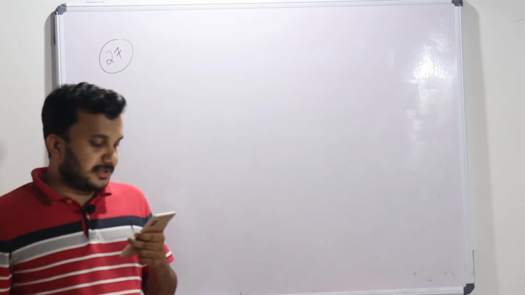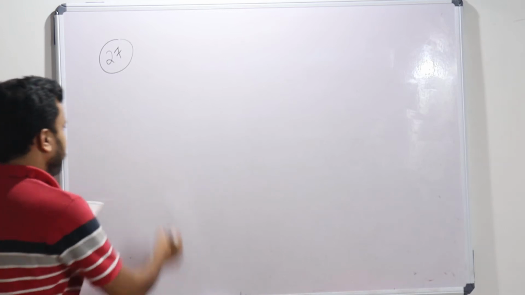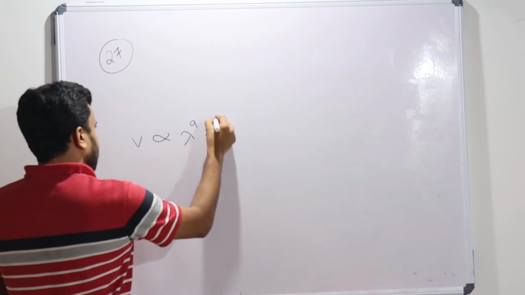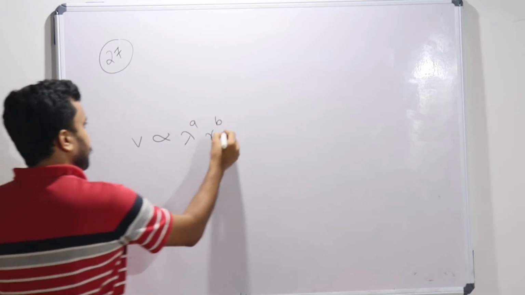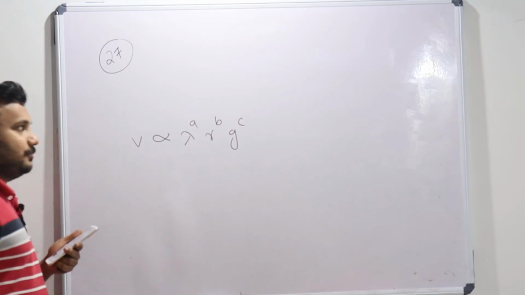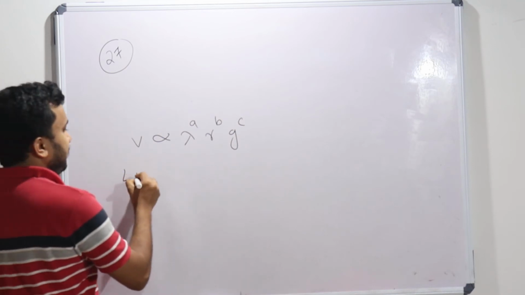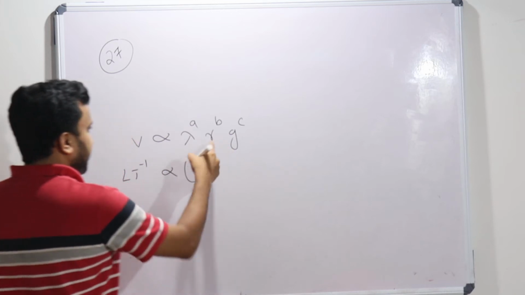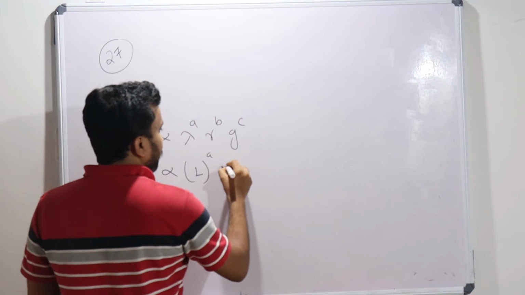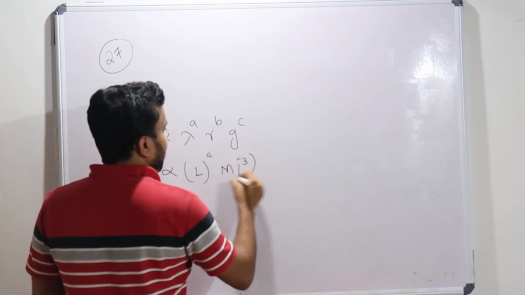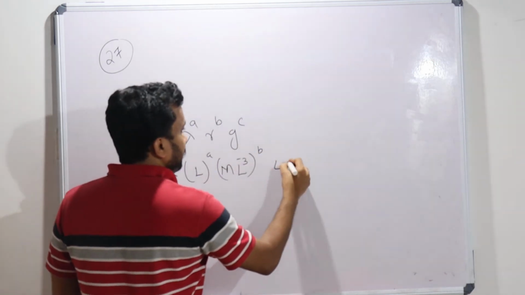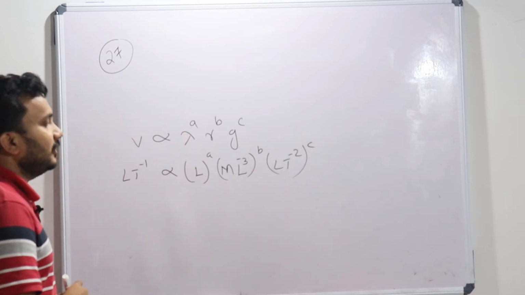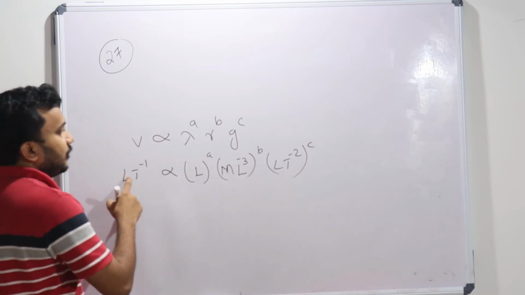The method of dimensions gives the relation between these quantities, which means velocity is directly proportional to lambda raised to A, density raised to B, and acceleration due to gravity g raised to C. This kind of problem we already solved many times previously. LT power minus 1, here lambda means L power A, and this is density. Density means mass per volume, so ML raised to minus 3 raised to B, acceleration due to gravity LT raised to minus 2 raised to C. So the next step, we are equating the coefficient of L.